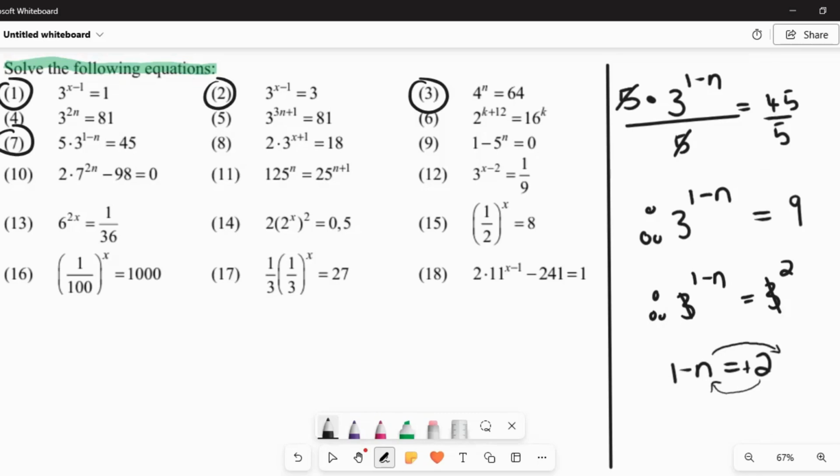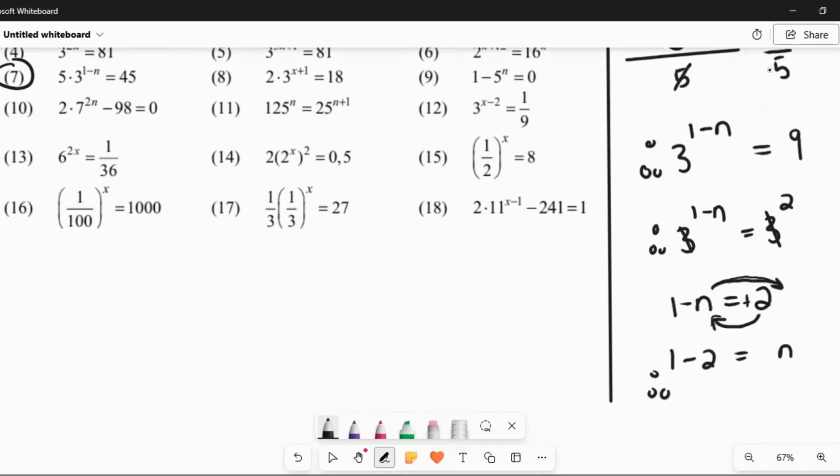So firstly, we have 1. We move the 2 to this side. It's going to be negative 2. And then the n, we take it to the other side. It was negative, and that's going to be positive n. Okay? So we know if it's a positive, we can just leave it like that. So finally in this case, 1 minus 2 is going to give us negative 1 is equal to n. And that's the end.